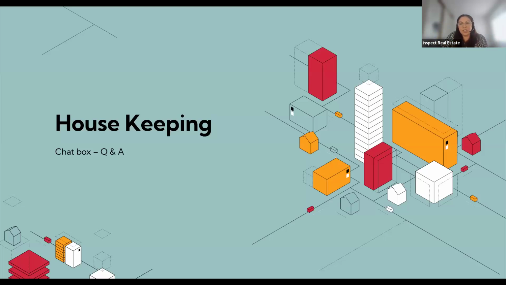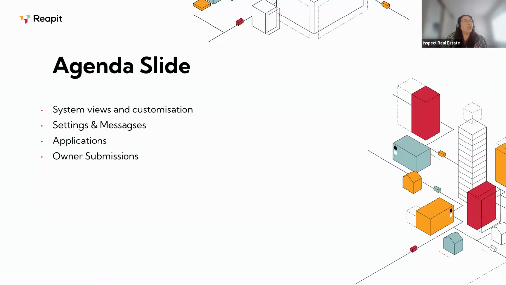On today's agenda, we're going to run through some system views and customizations. We're going to look at your settings and messages and where they sit. We're going to have a look at the applications and also some owner submissions, and where you can submit your applications to your owners.